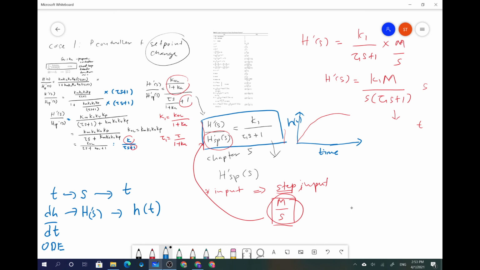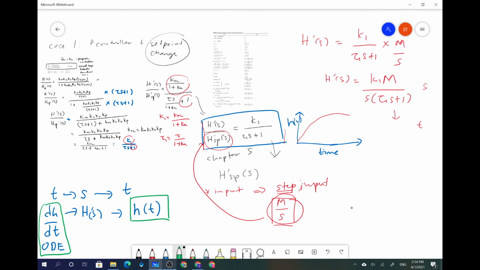Why do we have to convert from T domain to S domain, and this time convert back to T domain? Because the dynamic model is an ordinary differential equation, and what we want is the response, the response when we introduce any changes, whether set point change or disturbance change. The type of change is the same as the type of input, which can be a step, a ramp, a sinusoidal, or another type of input. So that is chapter 5 actually.